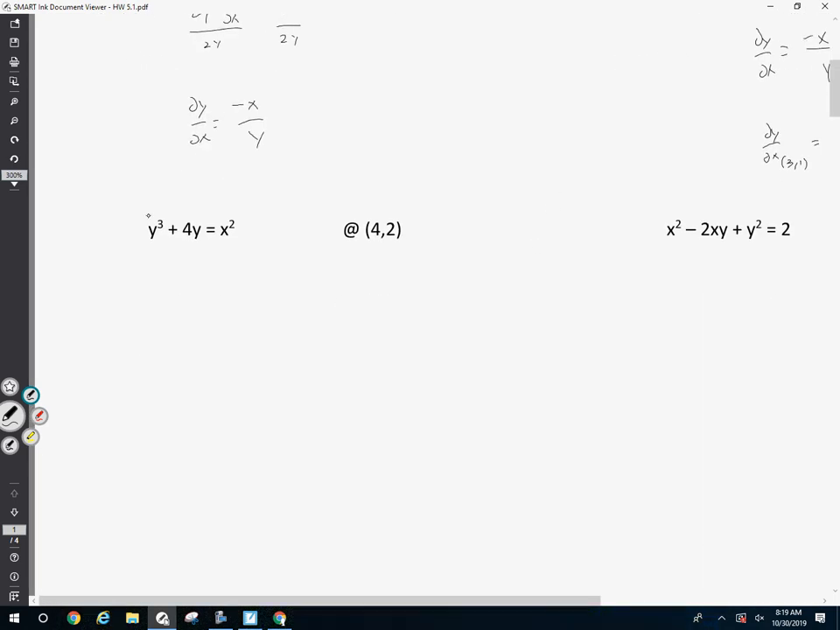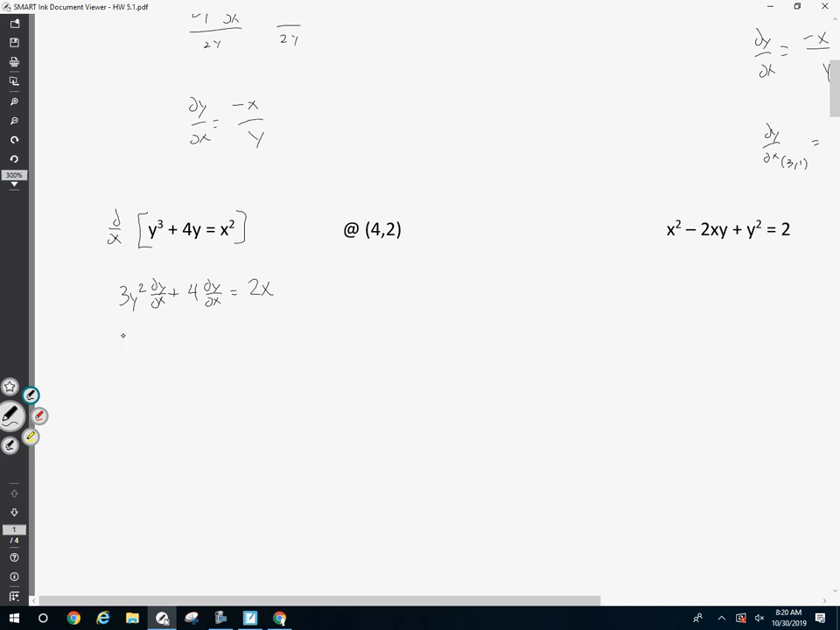y cubed plus 4y equals x squared at (4, 2). The difference between this one and the last one is that we got multiple y's. We got something on the right side we need to take the derivative of. So make sure the derivative of x squared, you know, is just 2x. That's not 0. Derivative of 4x is 4. Derivative of 4y would be 4 dy/dx.